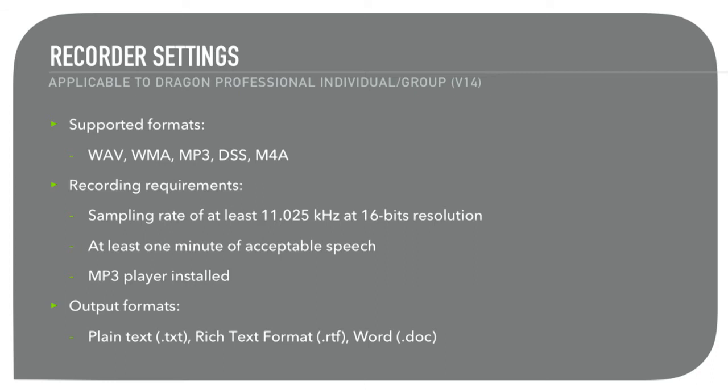Recording requirements, which may have been what caused some people problems before. You need to have a sampling rate of at least 11 kilohertz at 16 bits resolution. So that's just saying that that's a reasonable sort of quality of audio you need. Typically that's not a problem these days. You can easily do double that without any problem, and most apps and recording devices will offer you even 44 kilohertz these days. You need at least 1 minute of acceptable speech, so you've got to have speech that is correctable in the way that I just showed you.